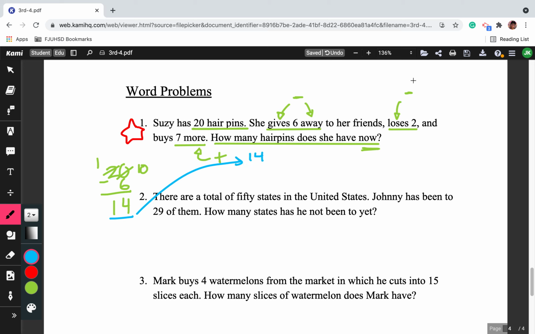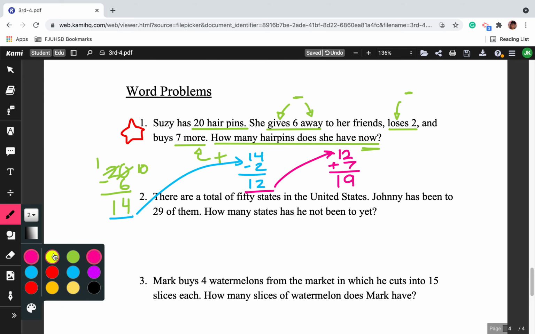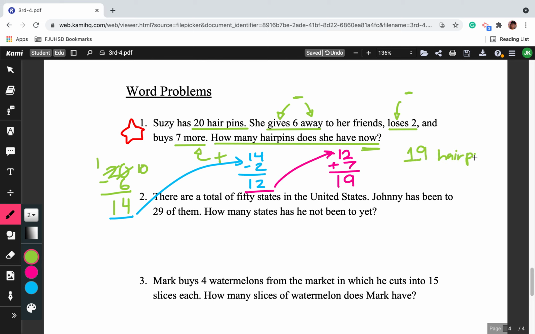She has 14 now, but then she loses 2 more. So you subtract again, since loses means subtract. So 4 minus 2 is 2, 1 minus blank is 1. So she has now 12. But then she buys 7 more. So 12 plus 7, 2 plus 7 is 9, and 1 plus blank is 1. Therefore, she has 19 hairpins now.